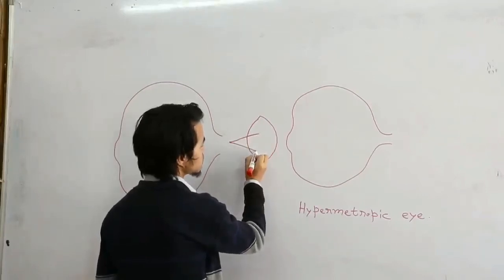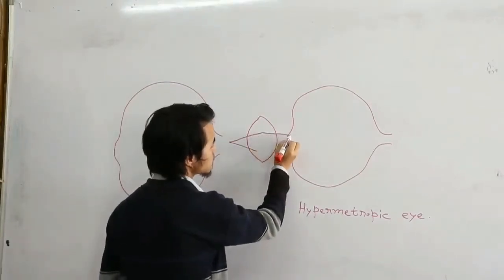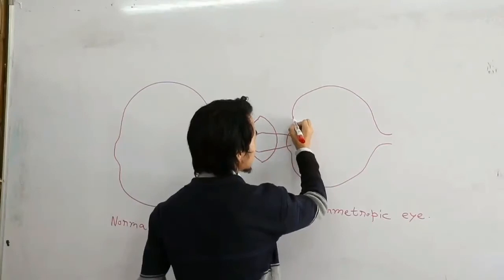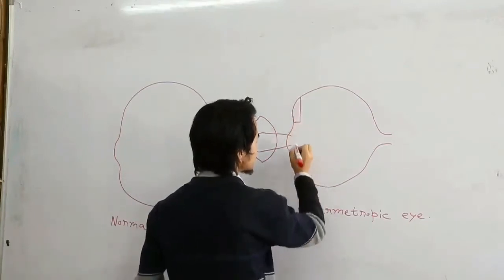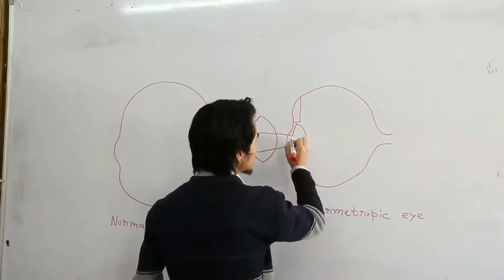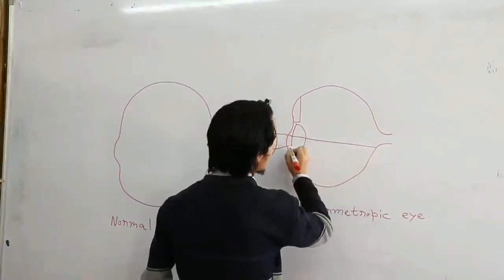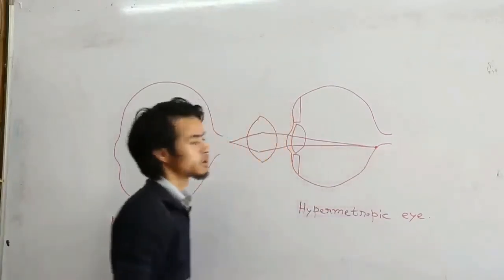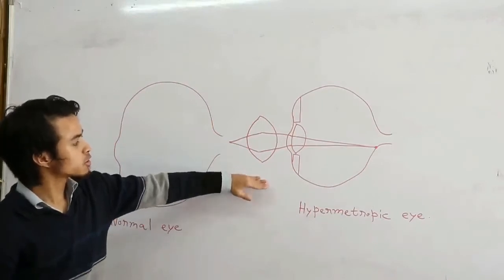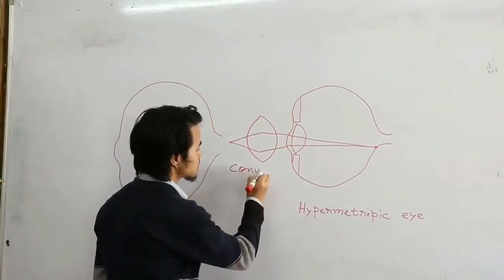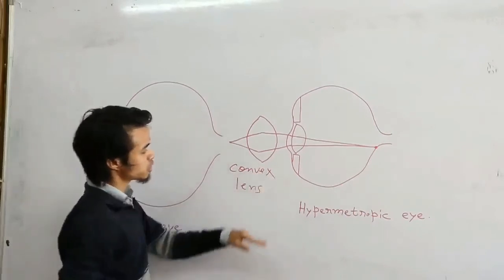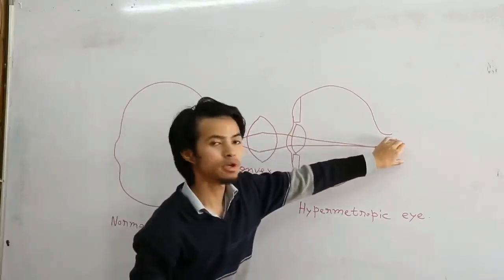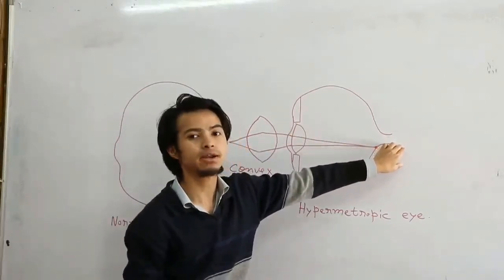fall on the convex lens, they will get bent, or refracted, and then on entering the cornea and the crystalline lens, suppose we have the crystalline lens somewhere here, they will further get bent, and then the image will be formed at the retina. If you don't put a convex lens in front of a hypermetropic eye, the image coming from the near object will be formed behind the retina, and hence we cannot see that image clearly.